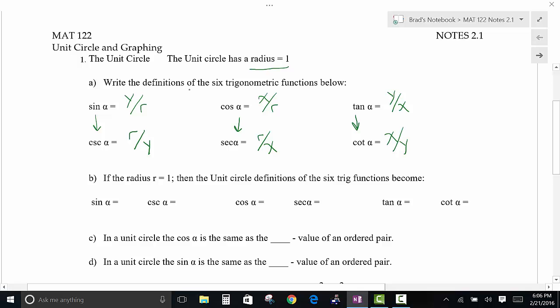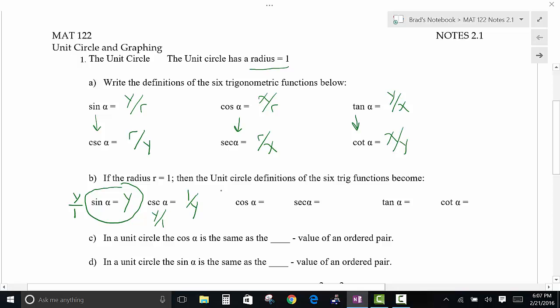All right, so in a unit circle, things change a little bit. If the definition of the sine is y over r, then this becomes y over 1, with r being 1. So then that just becomes y. That does simplify things a little bit. The sine is just going to be the y value on a unit circle. The reciprocal of y over 1 is going to be 1 over y. So the cosecant in a unit circle is the reciprocal of the y coordinate.